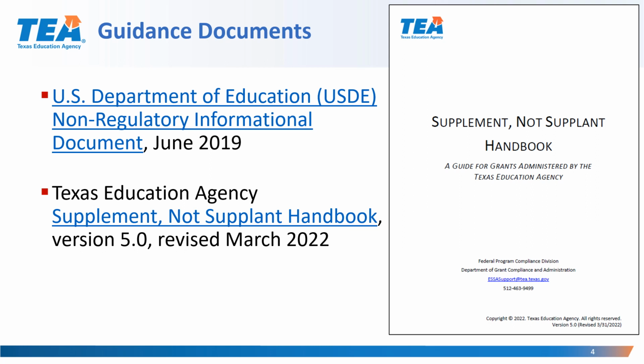In June of 2019, the U.S. Department of Education issued a non-regulatory informational document that provided guidance in several key areas and helped to clarify some of the logistical issues that have been raised as local education agencies, or LEAs, implemented the Every Student Succeeds Act. The Texas Education Agency used this guidance document to revise its Supplement Not Supplant Handbook, which is available on the agency's website.